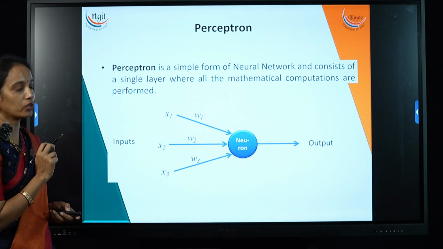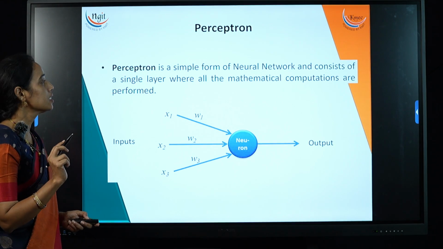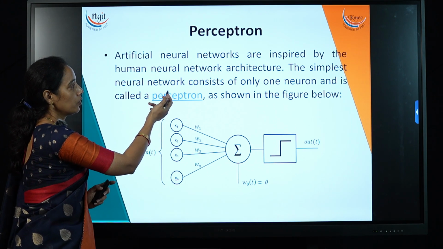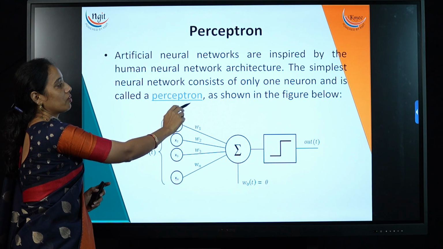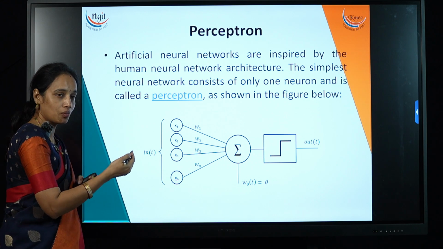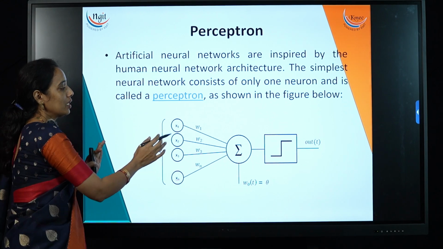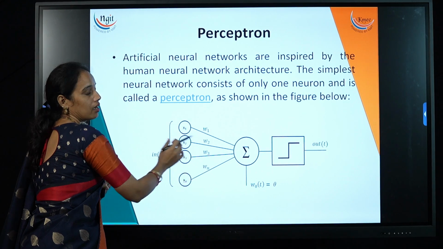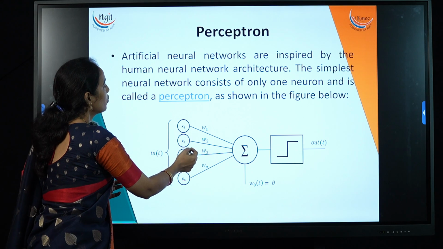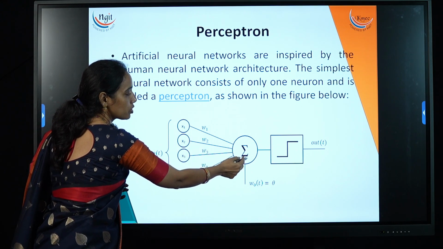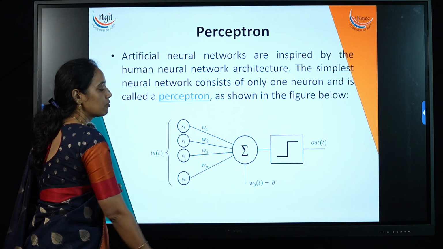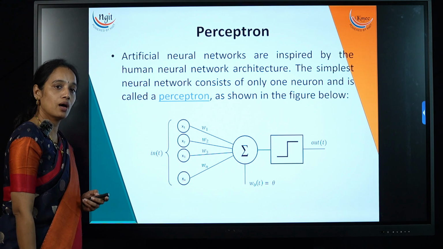It is a simple form of neural network and consists of only a single layer. And these ANNs are inspired by the human neural network architecture, and the simplest neural network consists of only one neuron and is called the perceptron. One more way I am defining the perceptron is like this: this particular diagram represents a perceptron. Why? Because we have only one neuron, and we directly take the summation of x1 into weight, and we give that to the activation function and we get the output. So this is called the perceptron.